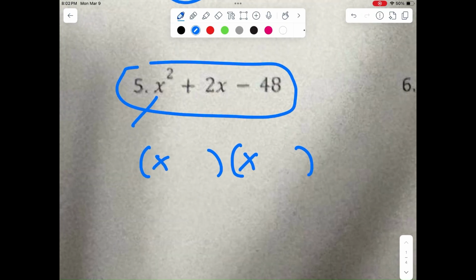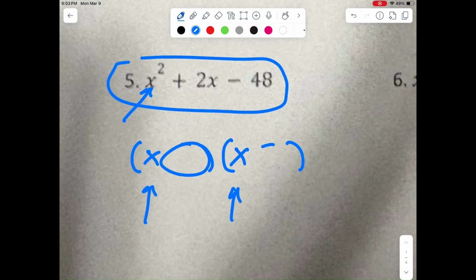Because we have an x squared, we can rewrite this as having an x in both of these. If you were to distribute this, it would just be x times x, that's where we get the x squared. Now, the main issue is we need to have our 2 variables here and here. We need both of those to add to 2x and multiply to negative 48.